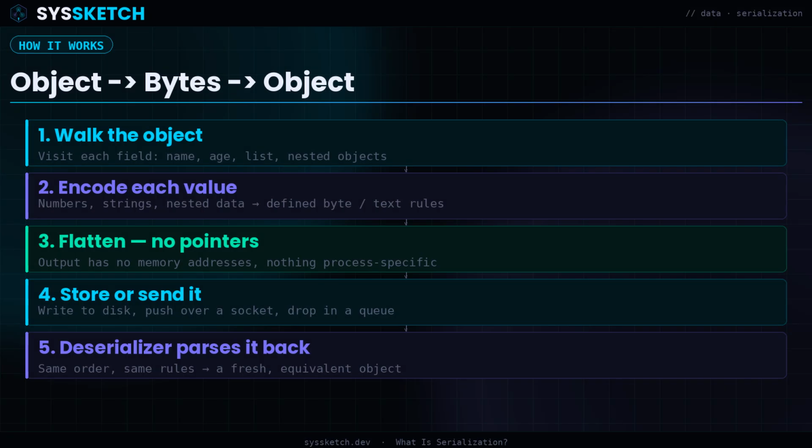Here's the mechanical version. On the write side, a serializer walks through your object field by field: name, age, inventory, list, whatever it has, and encodes each value according to a defined format. Numbers become fixed byte sequences or text digits, strings get length-prefixed or quoted, nested objects recurse into the same process. The output is a flat stream of bytes or characters with no pointers, no memory addresses, nothing tied to that one running program. On the read side, a deserializer parses that stream back in the same order, reconstructing a new object with the same field values, in the same program, a different program, or an entirely different machine years later. The object is gone, but its shape survives.